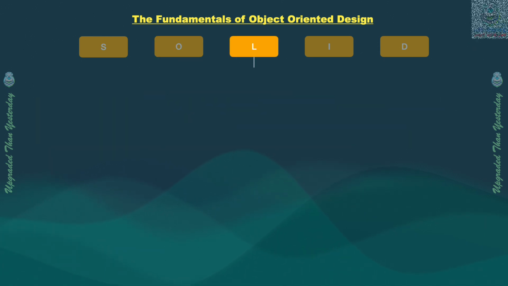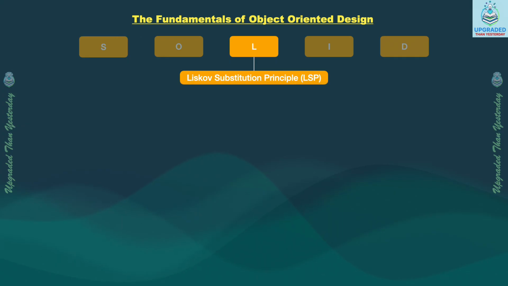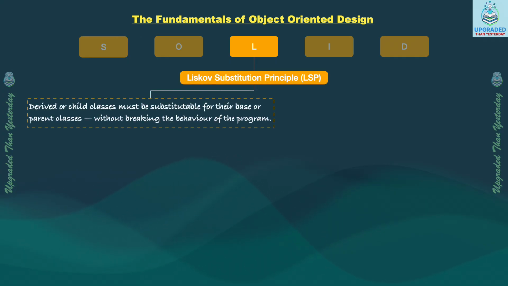Let's understand the third principle, that is the Liskov Substitution Principle. As per this principle, any derived or child class must be substitutable for its base or parent class without breaking the behavior of the program.